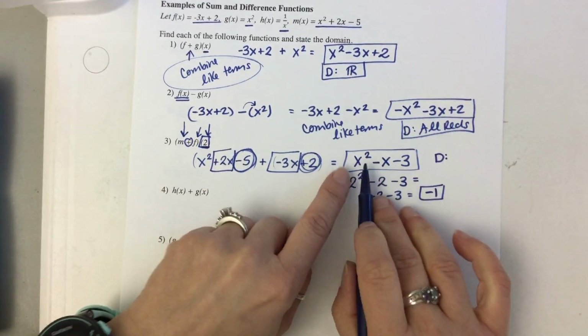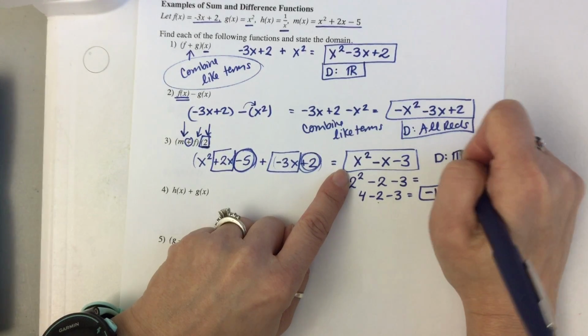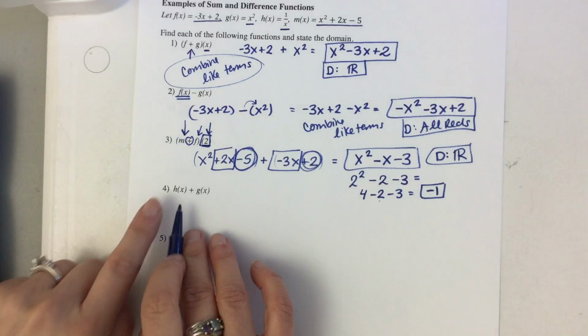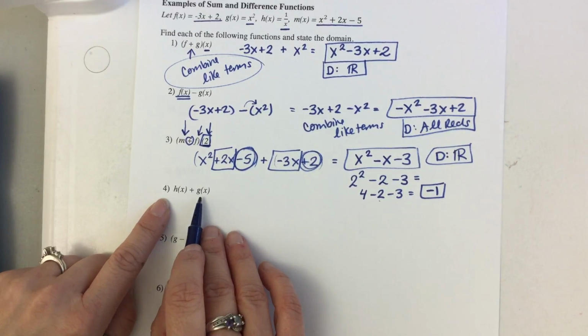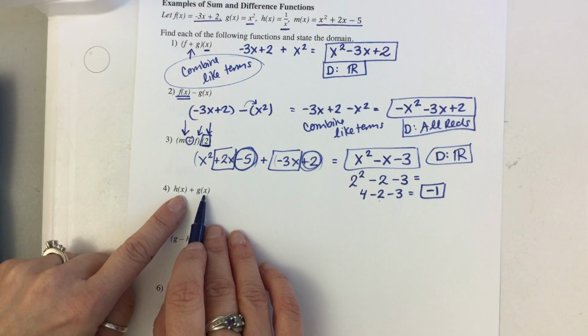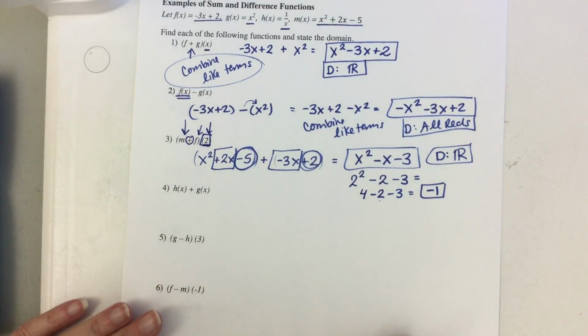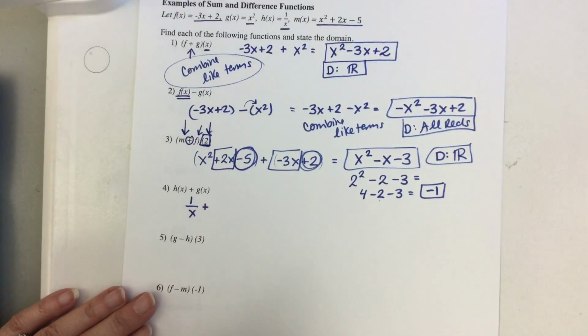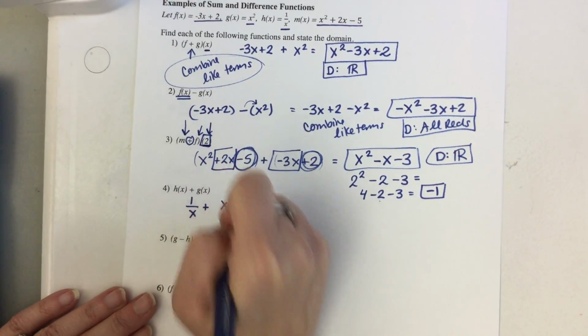Your domain, again, no fractions, no radicals, so your domain is all reals. Okay, the next one, h of x plus g of x. And notice in the notation that the x stayed the same, so we don't have to replace it with a number, we just leave it as x. H of x is 1 over x, plus g of x is x squared.